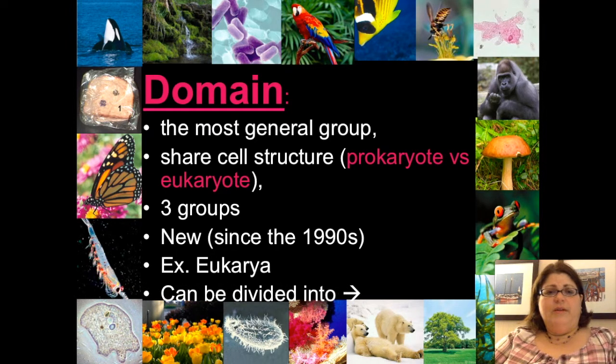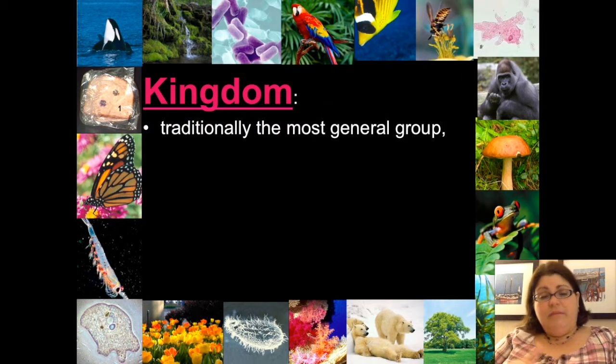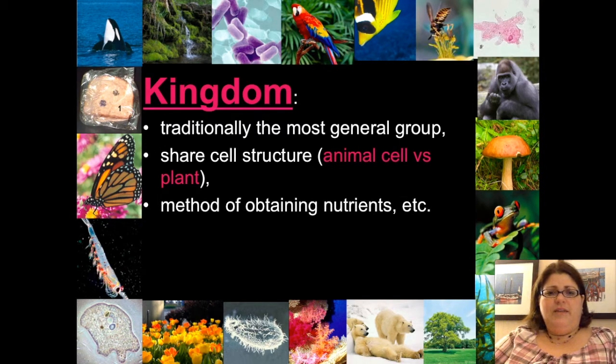Domain is further broken down into kingdoms, which is probably something you're familiar with. Kingdom in the past was the most traditional group, and all of the members of a kingdom share a common cell structure. So in addition to being either eukaryote or prokaryote, which is at the domain level, all of the members of a kingdom share the same cell structure that we learned in our cell unit. Having an animal cell means having no cell wall, having no chloroplast, etc. Having a plant cell means having chloroplast, having a cell wall, and so forth. And so we can differentiate the kingdoms based on what cell type they have.